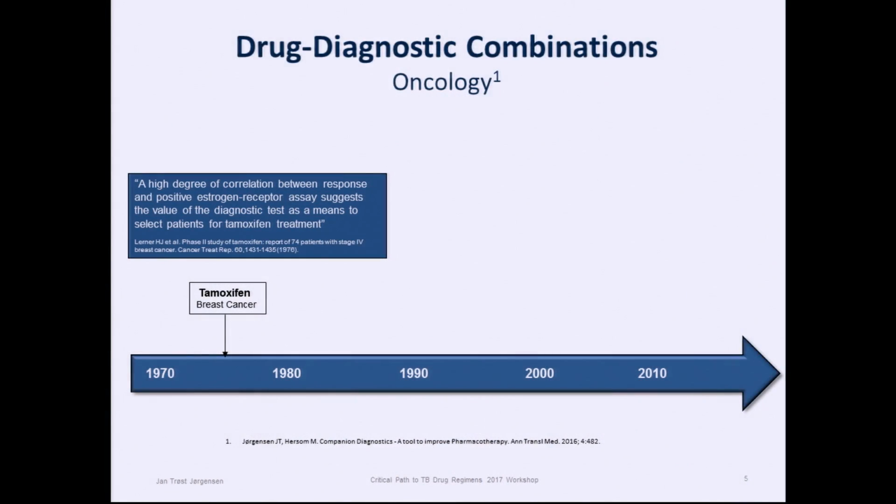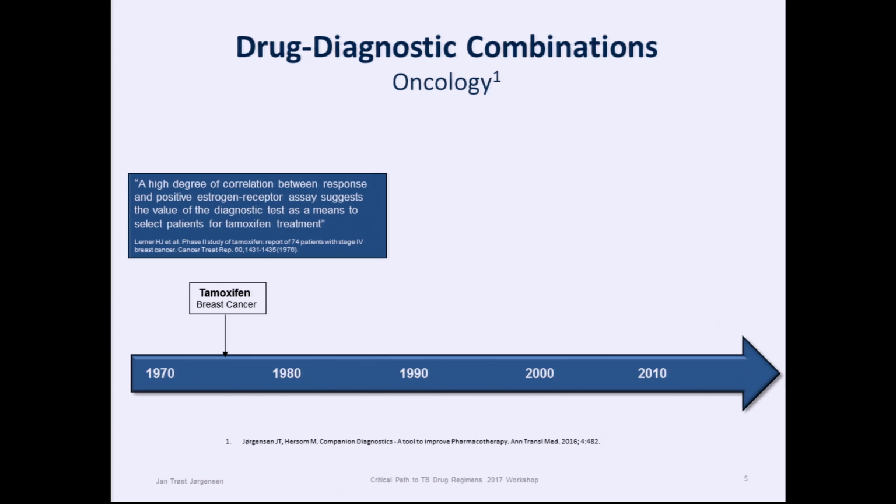And here the authors concluded from a phase 2 study, where they used trastuzumab for treatment of advanced breast cancer, that there was a high degree of correlation between response to this new drug, tamoxifen, and these patients being positive in this estrogen receptor assay. And the investigators in fact suggested that such an assay should be used to select these patients for treatment with this new drug.